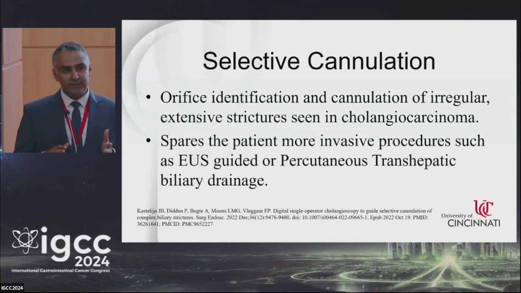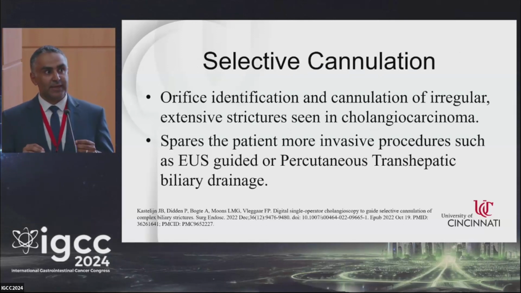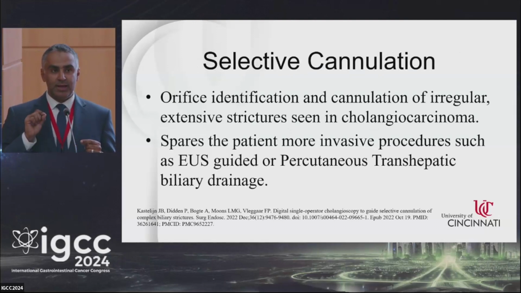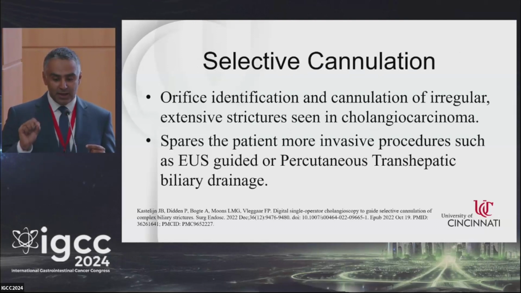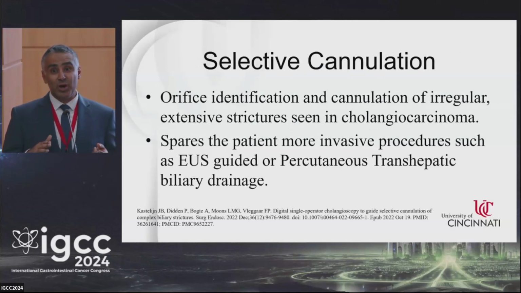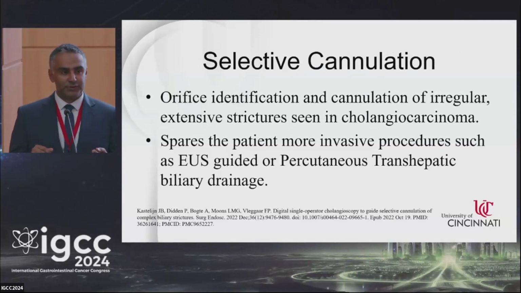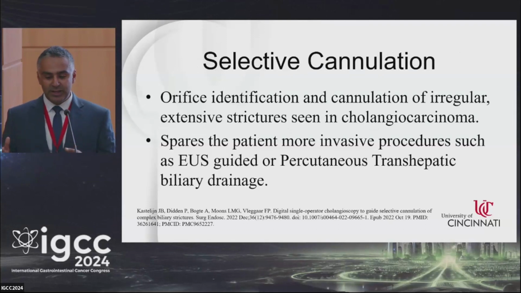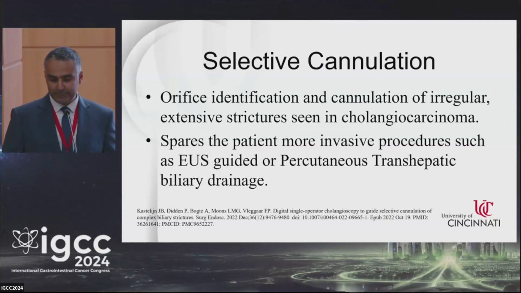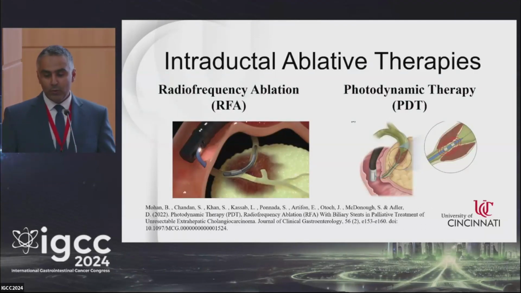When it comes to selective cannulation, cholangioscopy can help us determine an orifice where we want to direct the guide wire, and cannulate irregular and extensive strictures, which are not uncommon in cholangiocarcinoma. And that would spare patients more invasive procedures like EUS-guided biliary drainage or PTBD. We can also offer patients now intraductal ablative therapies like RFA and PDT.